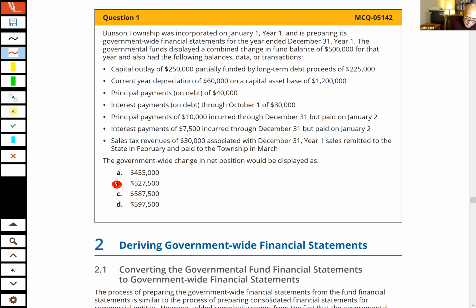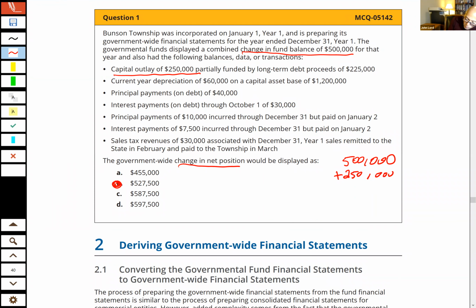Now, this is the change in net position, two reconciliations. One reconciles the balance sheet, the other reconciles the operating statement. The change in net position number is reported on the statement of activities, right? So it's that reconciliation. And we start with the change in fund balance, which was 500,000. So we just put that down, and then we just need to go through and figure out what to do with these things. So what should we do with the capital outlay of 250,000? Add. Good, I add that.